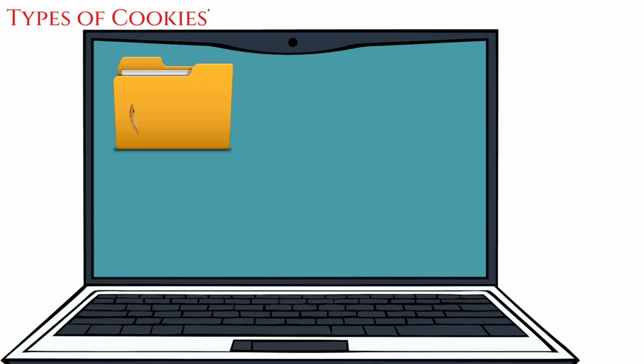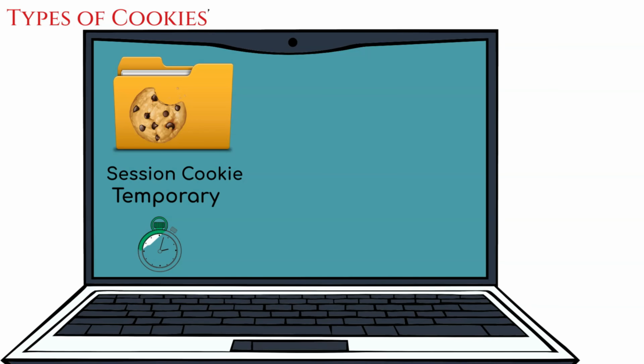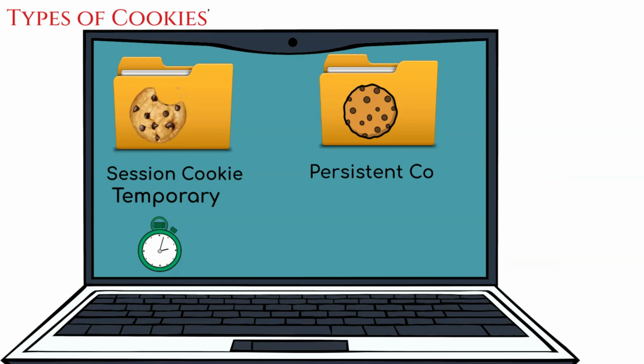There are two main types of cookies you should know about. First one is session cookies. They only last while your browser is open. Once you close it, they're gone. Second is persistent cookies. These stay on your computer even after you close your browser. They're used for things like remembering your login for future visits.